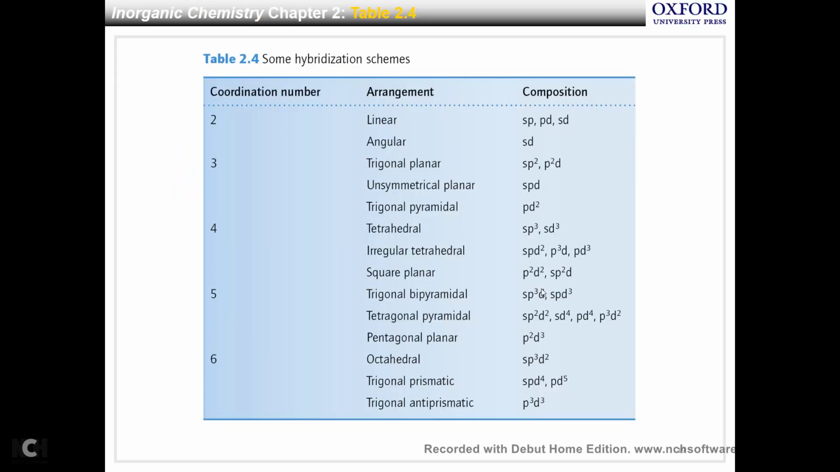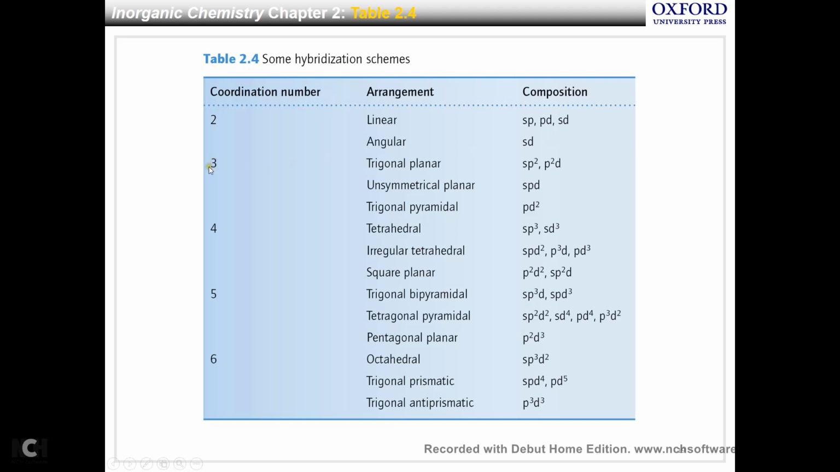Now let's look at some other hybridization schemes. To form a linear structure, you can have sp hybridization, pd, or sd, and to have an angular arrangement, you can have sd hybridization. So in quantum mechanics, it's possible to write out a mathematical function for each of these orbitals. And so-called hybridization is just to take the linear combination of the wave functions that represent the atomic orbitals.